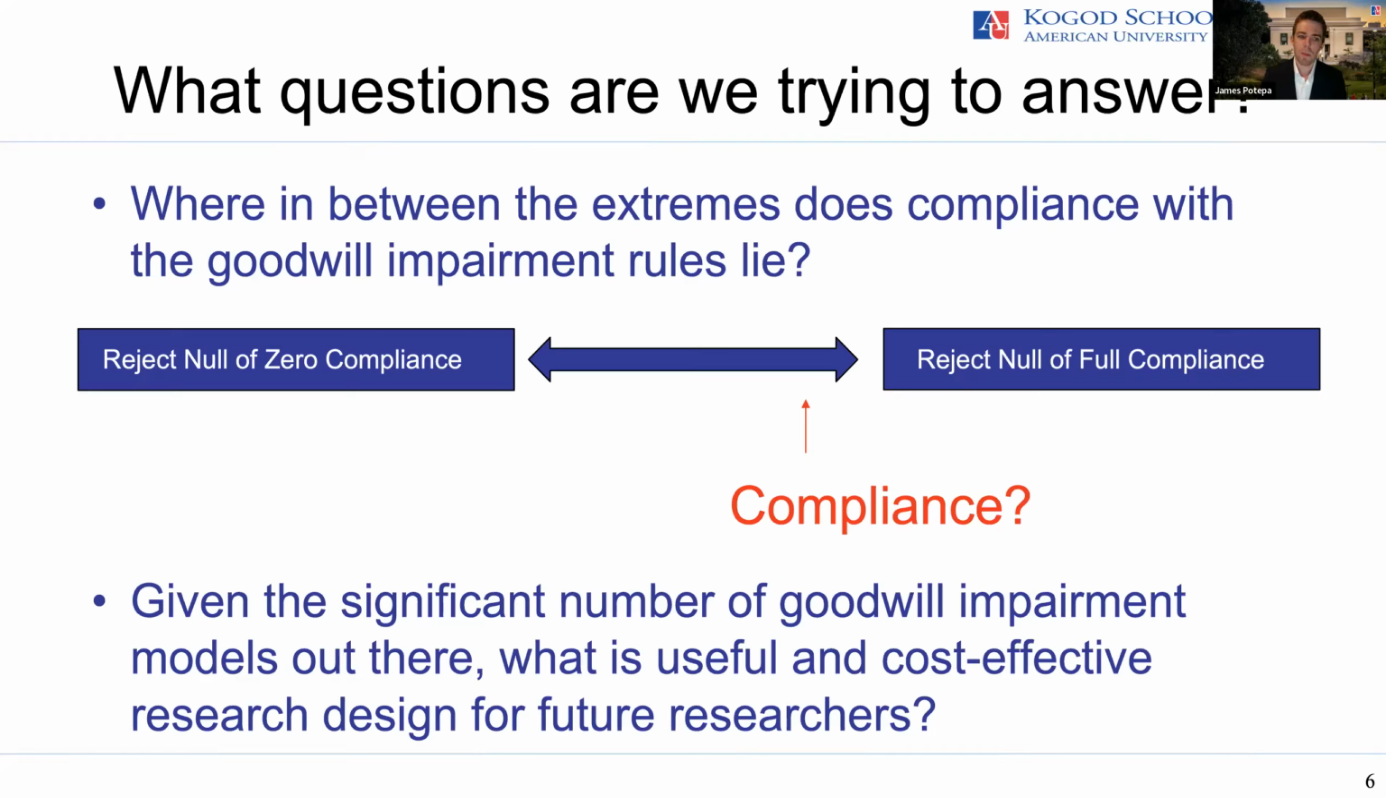Also, what we're trying to do in this paper is that, given the significant number of goodwill impairment models out there, we're trying to figure out what's useful and cost effective in terms of research design for future research.